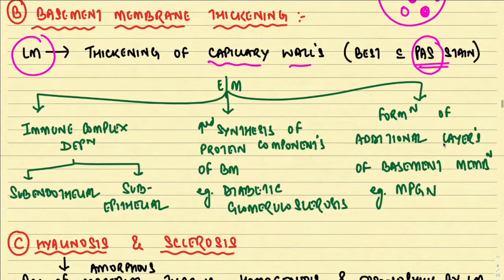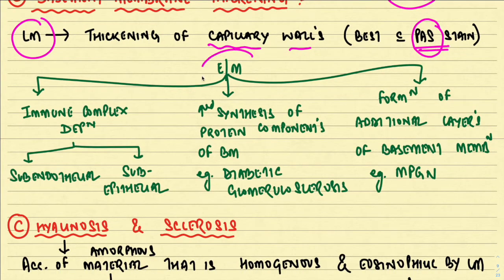Okay, PAS stain. Now, if you do the electron microscopic study, the EM study, electron microscopy is characterized by three important things. If you see this basement membrane thickening in electron microscopy, it will reveal three important things. So there are three ways in which the deposition can occur.